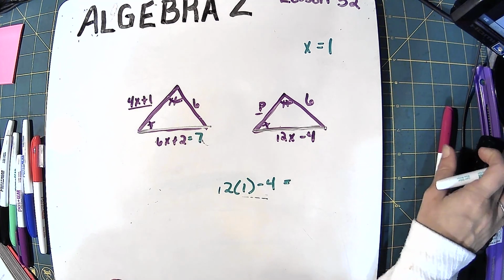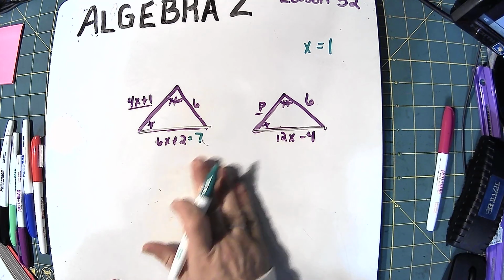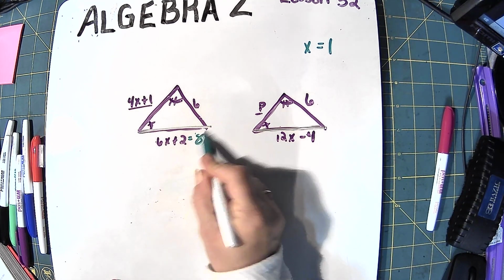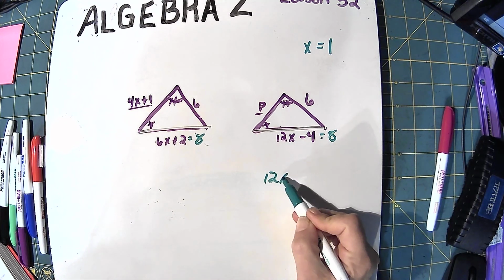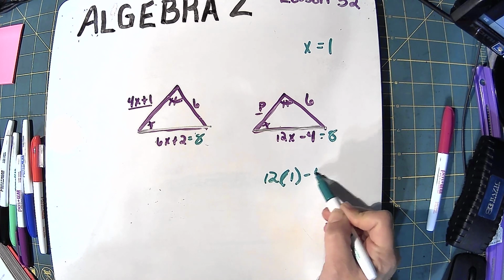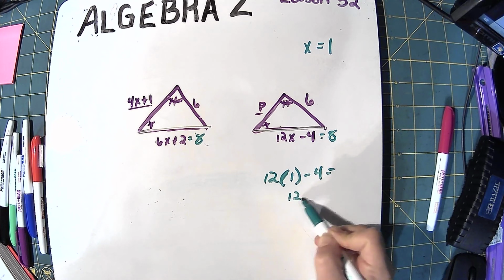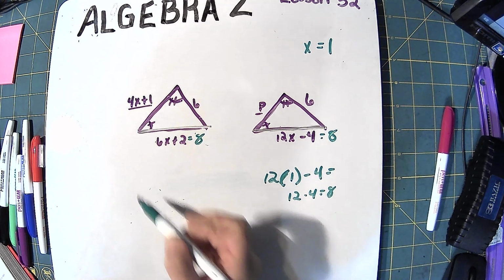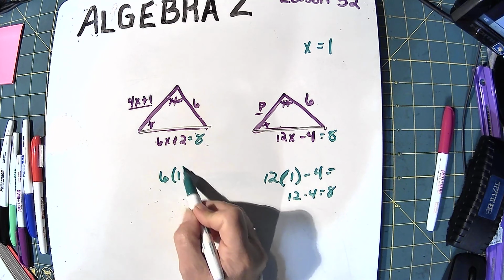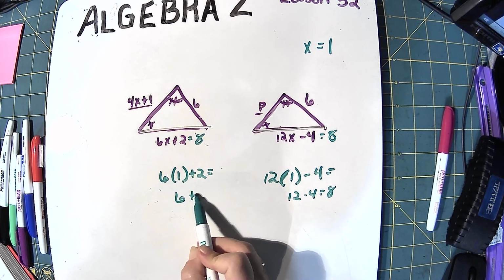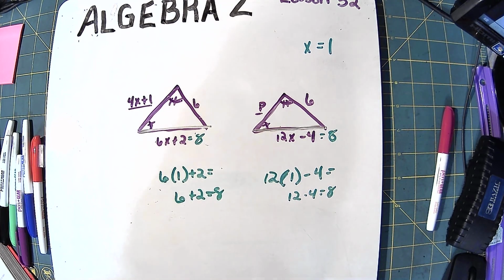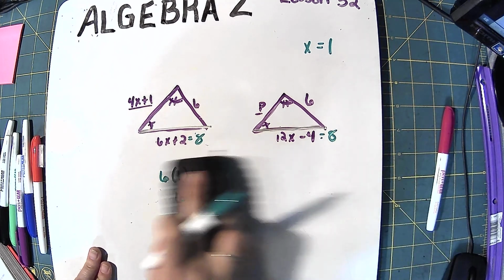Hang on, I did something wrong. 6, oh, plus 2, that equals 8. Yep. And this one is also going to equal 8. There we go. 12 times 1 minus 4 equals, 12 times 1 is 12, minus 4 equals 8. And 6 times 1 plus 2 equals, that'd be 6 plus 2 equals 8. Yep. So both of those come out the same.